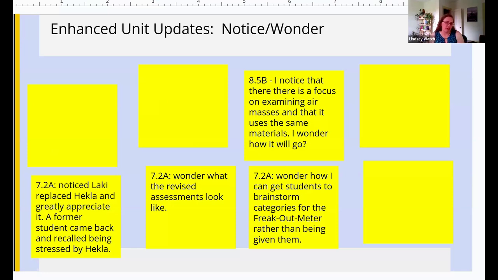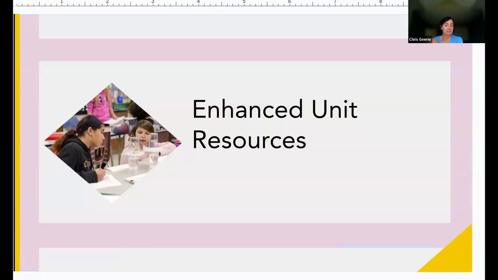Yeah, so we changed up the volcano in 7-2A, and that freakout meter, brainstorming categories, would be a great challenge extension for some of your higher performing students. That's a great idea. All right, thanks for all that input. Appreciate you taking the time to take a look at that.